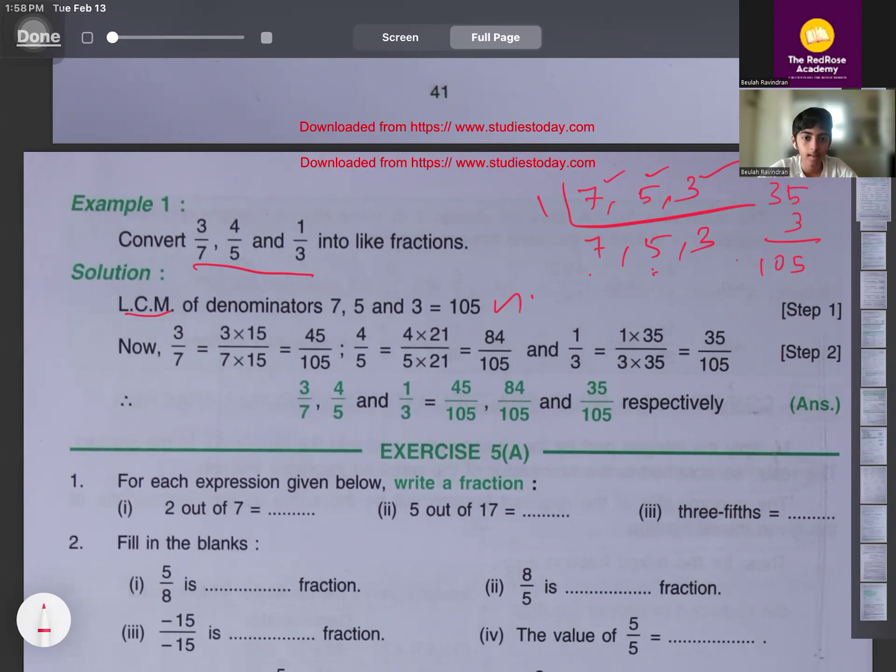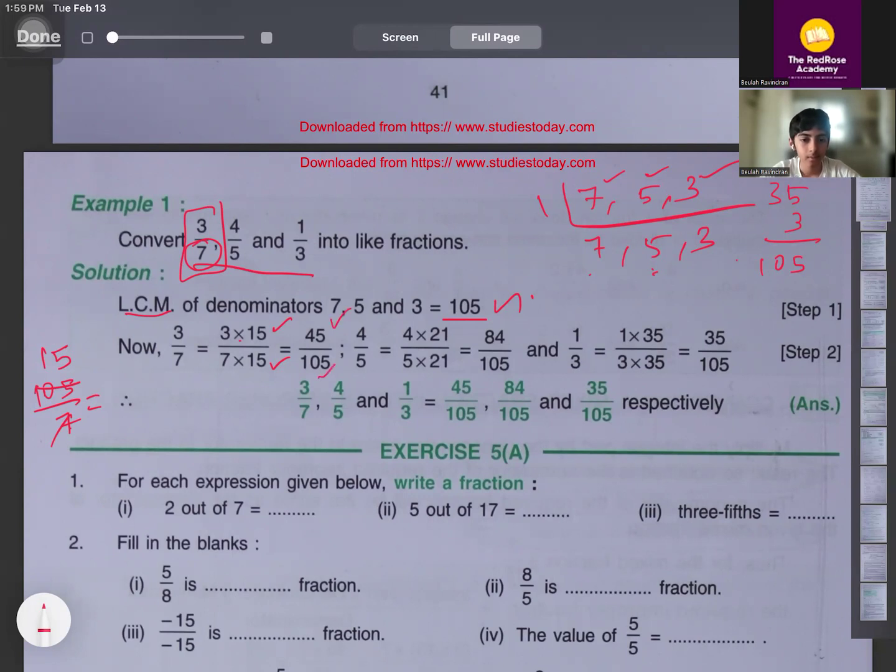So what you need to do is divide 105 by this 7. What will be the answer? 105 divided by 7: 5 sevens are 35, so it is 15. So you need to multiply both numerator and denominator of the first fraction by 15. So you'll be getting 3 times 15 is 45, and 7 times 15 is 105.